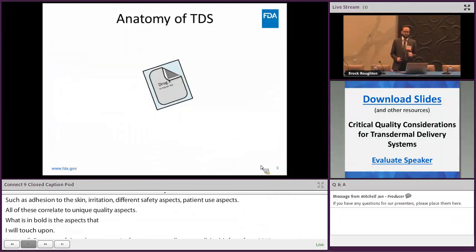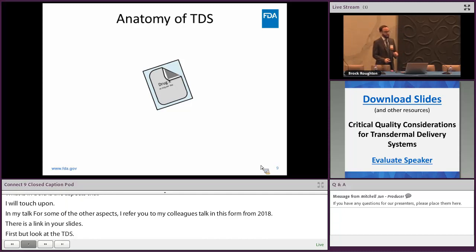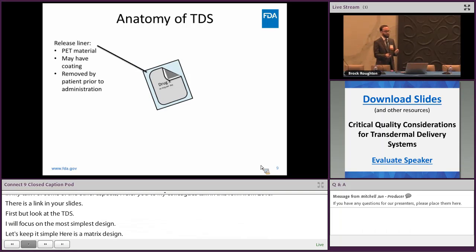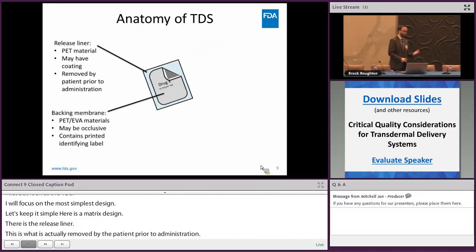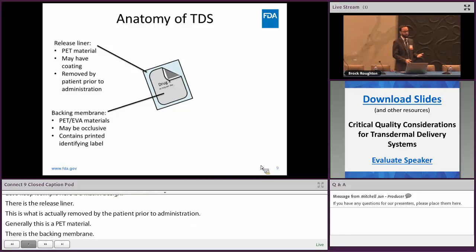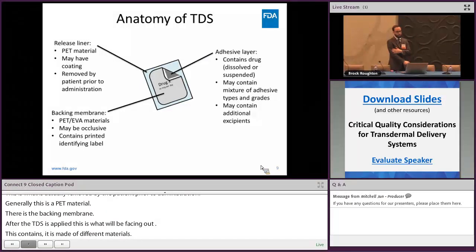So first, let's look at a TDS. Dr. Ghosh showed a lot of different designs, so I'm going to focus on the simplest design. Let's keep it simple. Here's a matrix design, and there's the release liner. This is what's actually removed by the patient prior to administration, and generally this is a PET material. And then there's the backing membrane. After the TDS is applied, this is what will be facing out. It is made of different polymeric materials, and contains a printed identifying label with the drug name and strength. And then there's what is actually adhering to the patient, the adhesive layer.